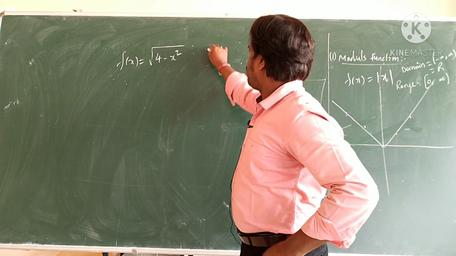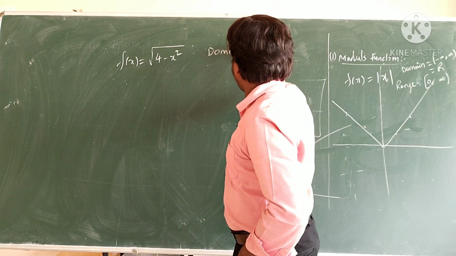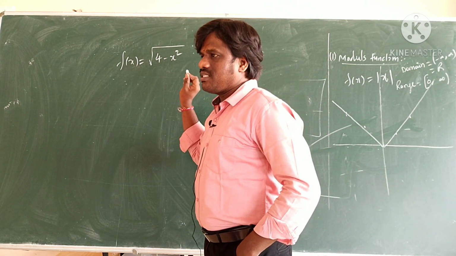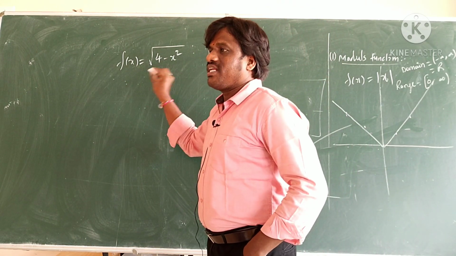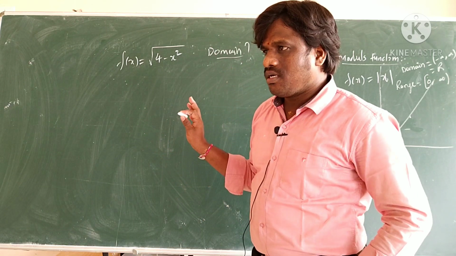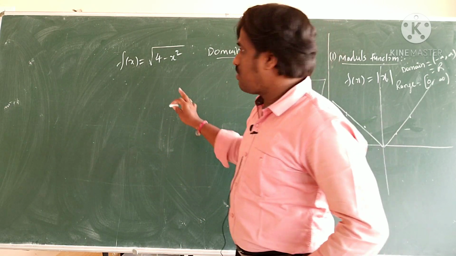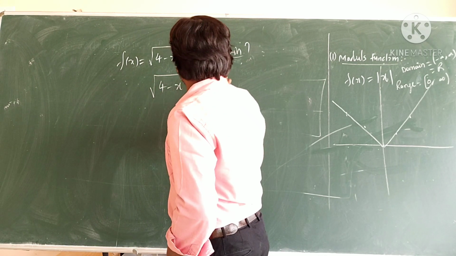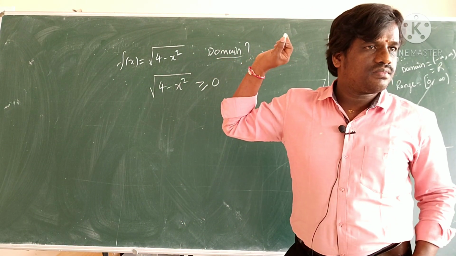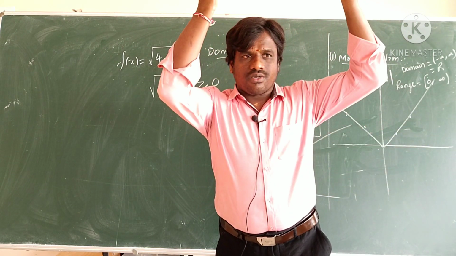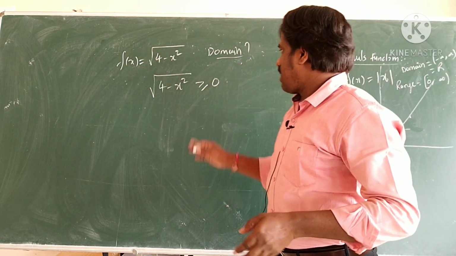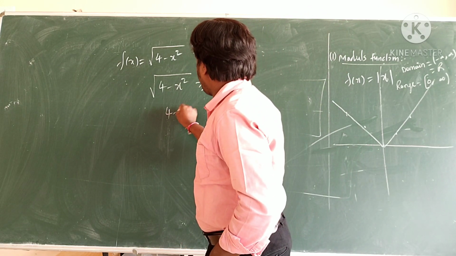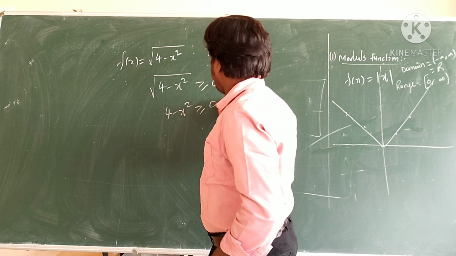What is the domain of this function? Suppose they ask you, I'll explain now. So the square root result is what? Output is always greater than or equal to 0, right? So I can write: under root of 4 minus x square is greater than or equal to 0. Output is greater than or equal to 0 ना, function का output. Squaring on both sides, 4 minus x square greater than or equal to 0.